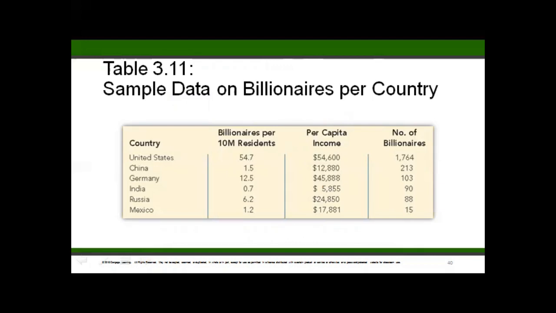Suppose that we want to compare the number of billionaires in various countries. Table 3.11 provides a sample of 6 countries showing for each country the number of billionaires per 10 million residents, the per capita income, and the total number of billionaires.